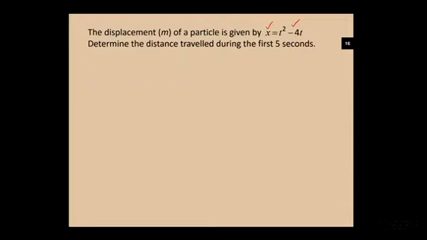It then says determine the distance travelled during the first 5 seconds. Now, if all you do is find its displacement at the 5 second mark, which is what most people will think of, again, you haven't checked on where it started and what it did until it got to the 5 second mark. So the question is you want to write up. So here we go.